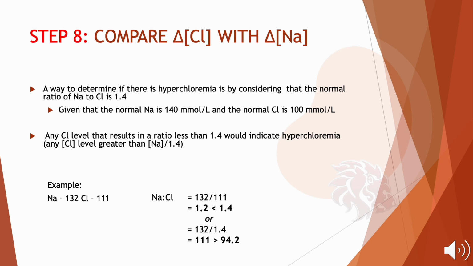Here's an example below. A patient has a sodium of 132 and a chloride of 111. If we're going to get the ratio of 132 to 111, it will give us 1.2, and 1.2 is less than 1.4. In the same manner, we can also compute that by dividing 132 by 1.4, and it will give us 94.2. 111 is greater than 94.2, so it means hyperchloremia is present.